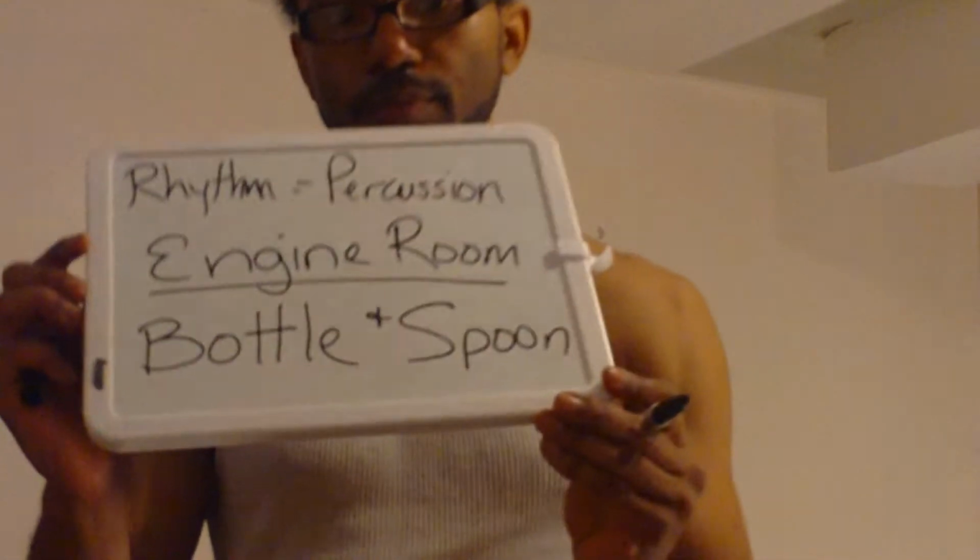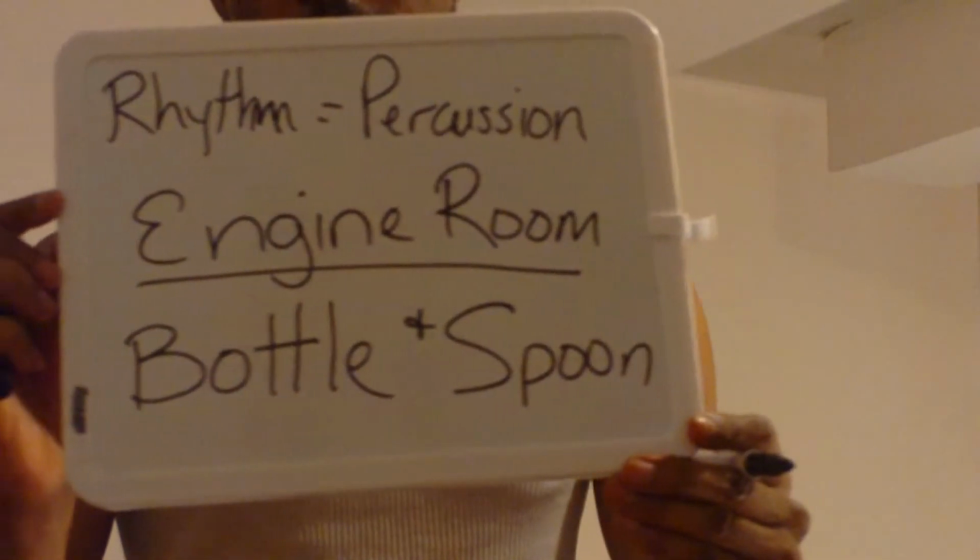We have one of my favorites because it's so simple and even kids can play it if they do it right. This wonderful instrument actually predates steel pan, and it is none other than the bottle and spoon. The bottle and spoon.